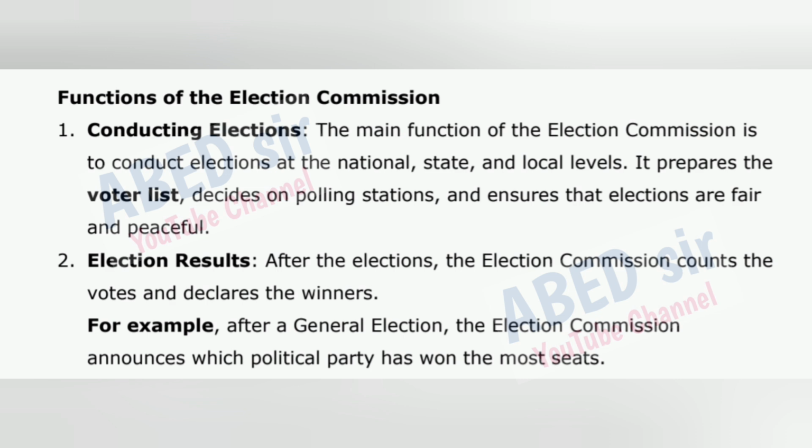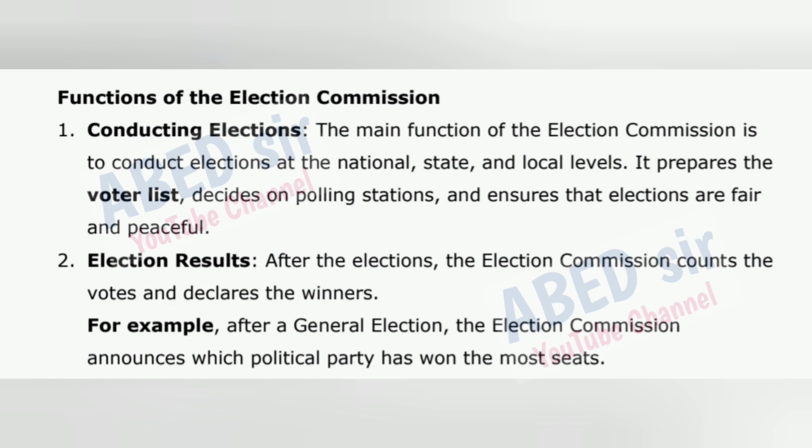Functions of the Election Commission. 1. Conducting elections. The main function of the Election Commission is to conduct elections at the national, state, and local levels. It prepares the voter list, decides on polling stations, and ensures that elections are fair and peaceful.